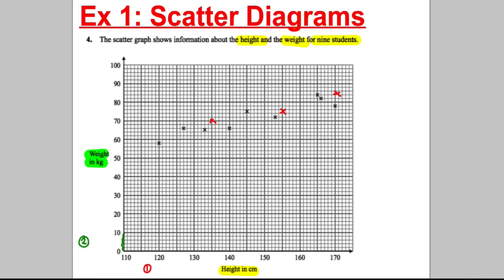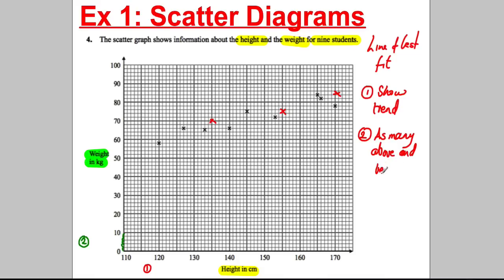So what you've got to do with the line of best fit, here's your little tip. You need to do 2 things. You show the trend, i.e. if it's going up, and you want as many above and below, and on the line as possible. So you want the same number above and below, and as many on the line as possible. So something like this is a good one. You'd start off somewhere in line with here. Now that's a decent one.